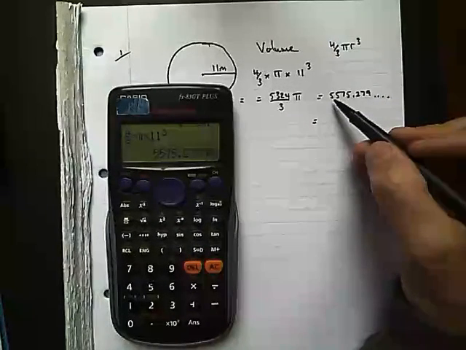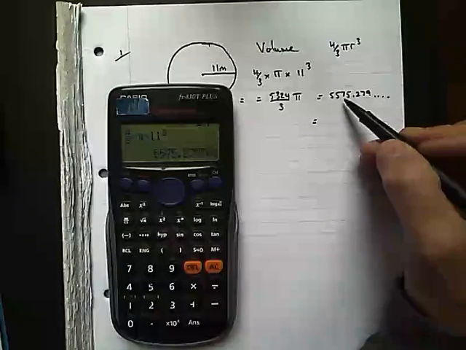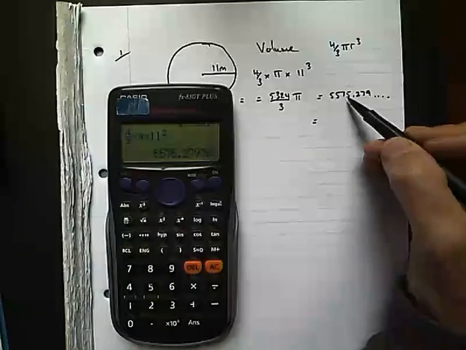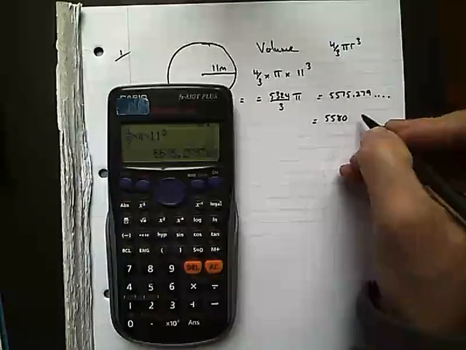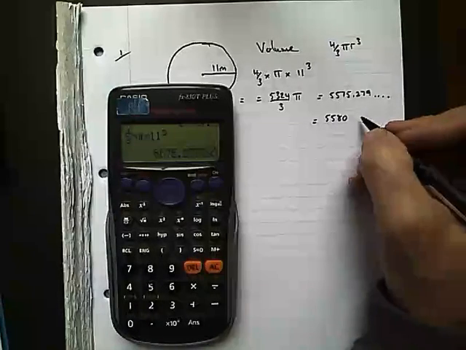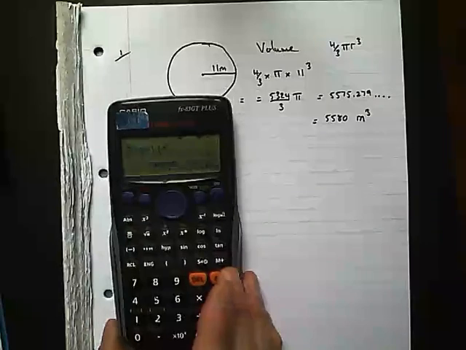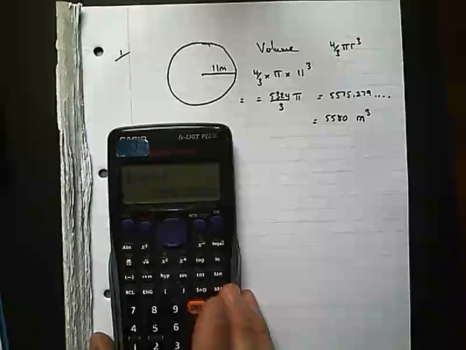First significant figure is 5, second 5, third 7. So we look at the next one, the fourth one, which is another 5. That means we round the 7 up. So it's 5,580, and because we're working in volume, it's meters cubed. So that's quite a lot of volume in that sphere.